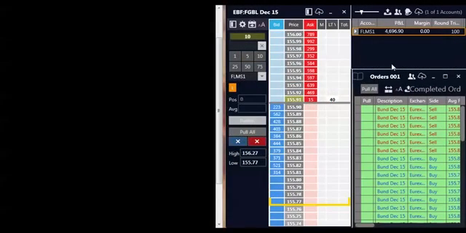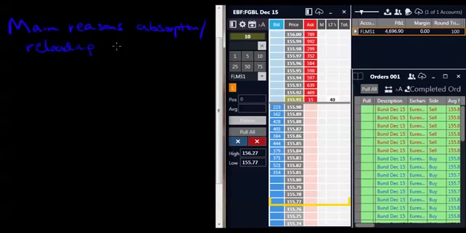Okay, hello everyone, and welcome to part 2 of Module 3, Price Ladder Absorption, Reloading, and Iceberging. So what we're going to cover in this section is actually the main reasons for what we see in the price ladder with regards to absorption, reloading, and like we said before, iceberging.